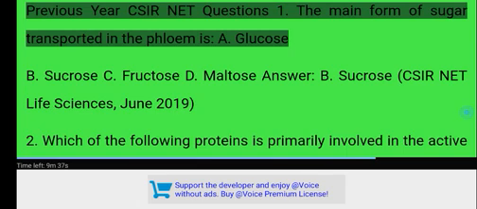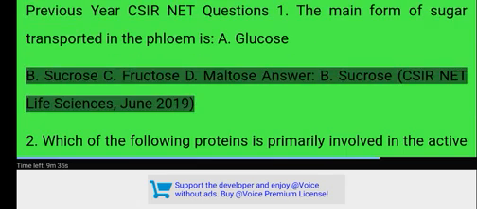Previous year CSIR NET questions. 1. The main form of sugar transported in the phloem is: A, glucose; B, sucrose; C, fructose; D, maltose. Answer: B, sucrose. CSIR NET Life Sciences, June 2019.